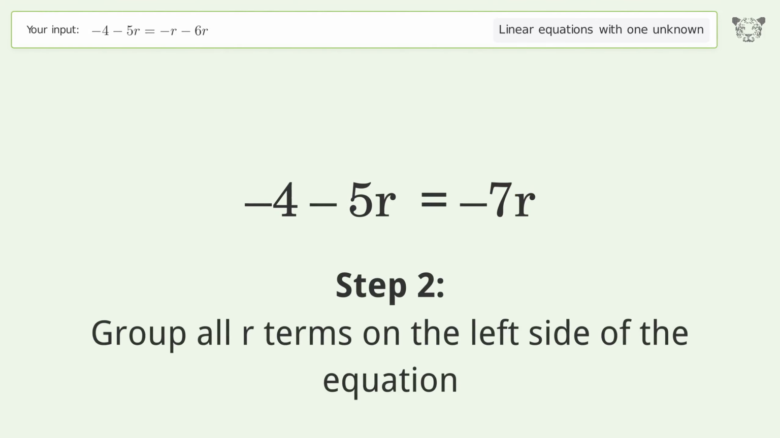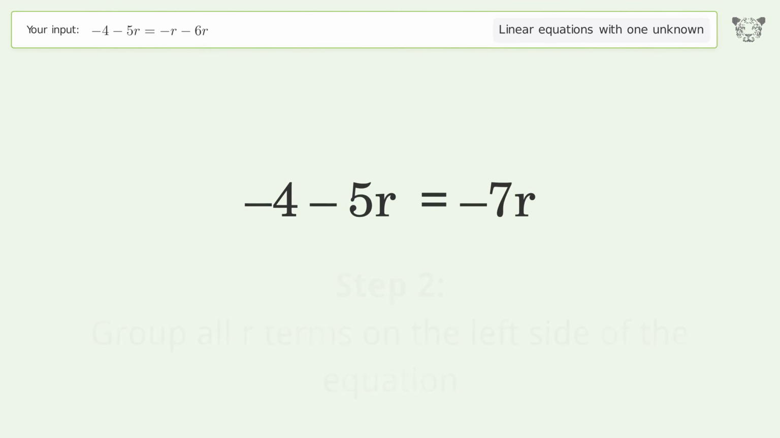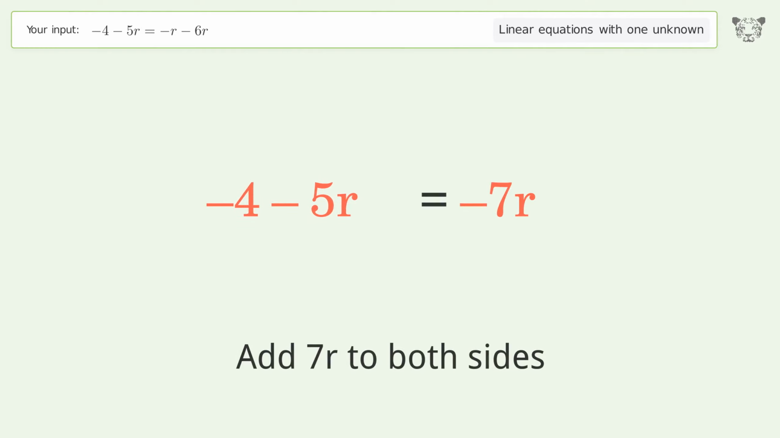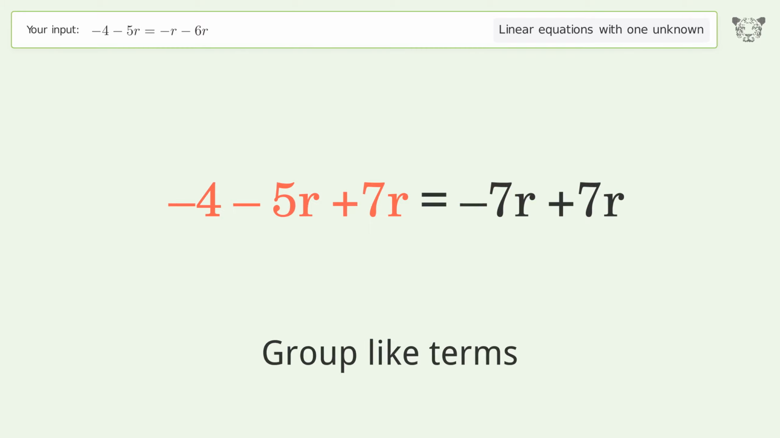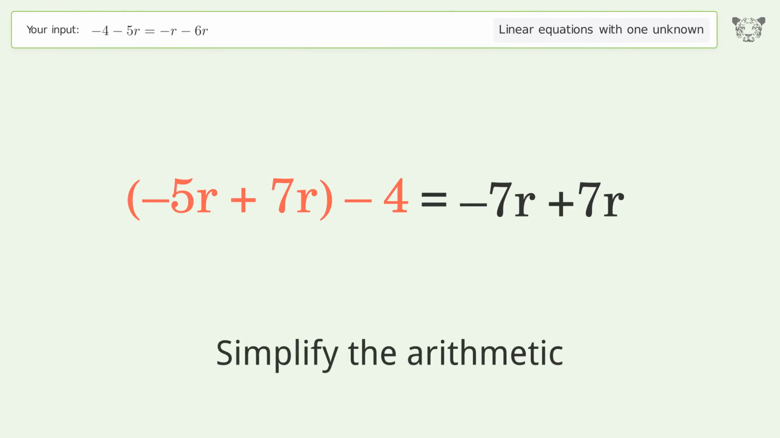Group all r terms on the left side of the equation. Add 7r to both sides. Group like terms. Simplify the arithmetic.